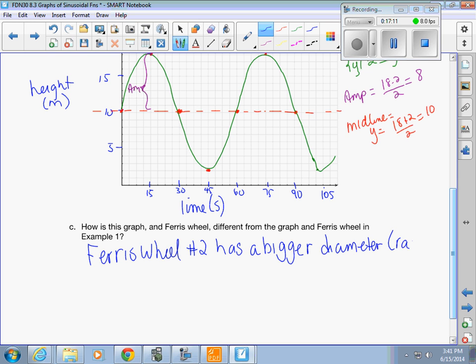And you can tell that also from the range. And if you look at the first example, your period was a lot shorter as well.